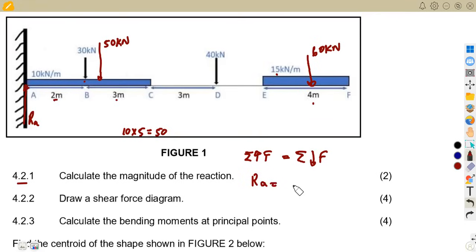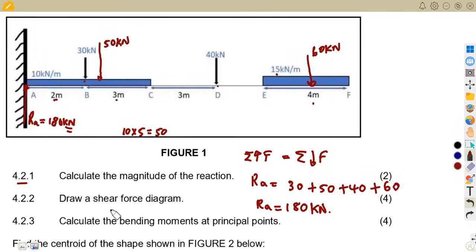There's a 30 kilonewton. Then we simplified 10 times 5, which gave us 50 kilonewton, so we add 50 kilonewton, and we also have a 40, and also a 60. We are going to add these together. So it's 30 plus 50 plus 40 plus 60, which gives us a total of 180 kilonewton. So this is the reaction that we have at A, which is 180 kilonewton.